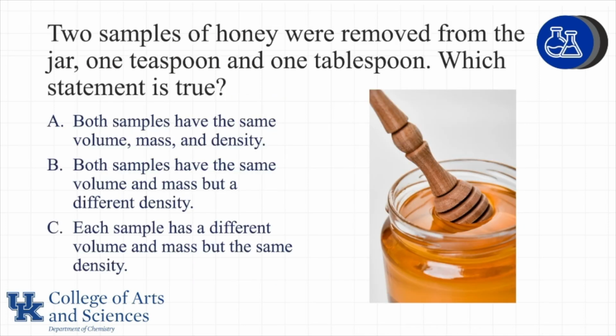2 samples of honey were removed from the jar, 1 teaspoon and 1 tablespoon. Which statement is true? So C is our correct answer. Each sample has a different volume because we had a teaspoon and a tablespoon. Each volume is having a different mass because we have different amounts of that substance. However, the density of those samples, that mass to volume ratio, will be the same regardless of how small or large the sample is of that honey.